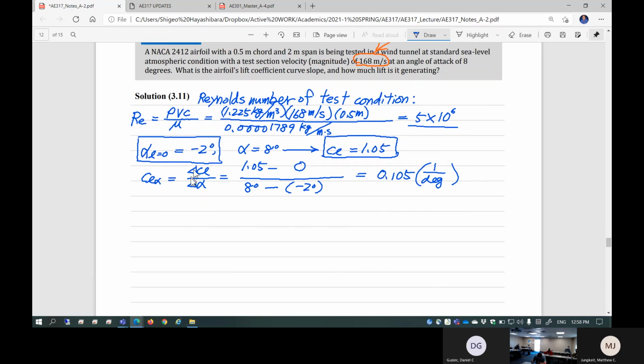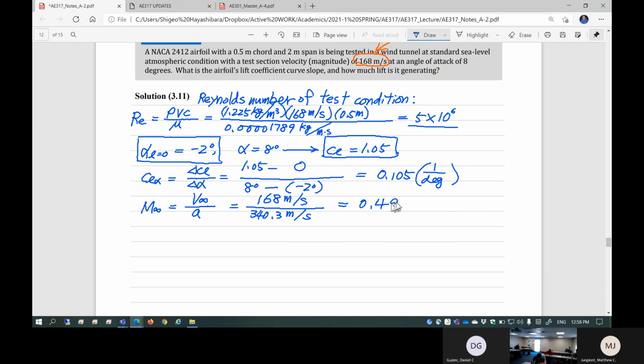Problem: what is the test section Mach number? Let's double check. You can check it, V infinity divided by a, the speed of sound. Speed of sound at standard sea level is 340.3 meters per second. I know that somehow. It's based on the standard sea level temperature, square root of gamma RT. So this is the speed of sound at standard sea level, 340.3 meters per second. And then the test section is 168 meters per second airspeed. So what is the Mach number?